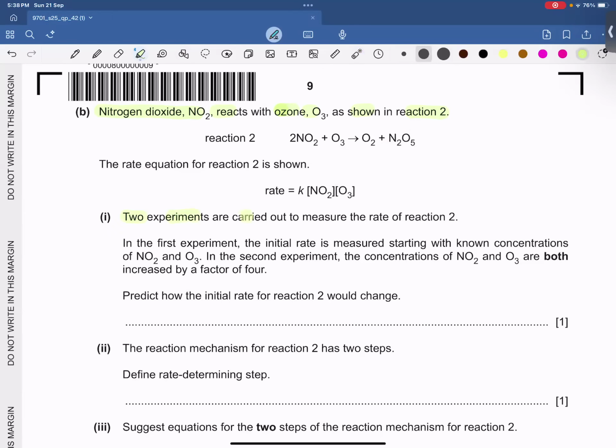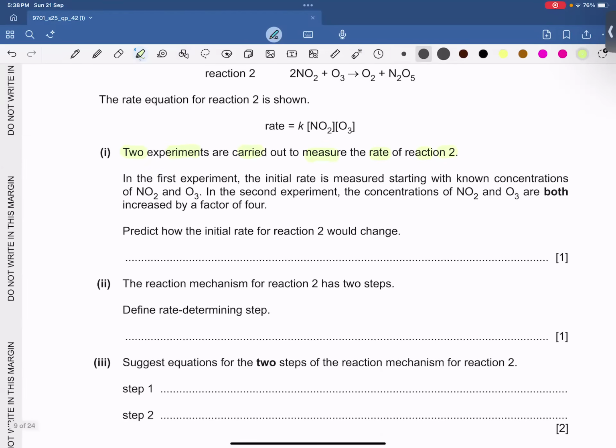Two experiments are carried out to measure the rate of reaction 2. In the first experiment, the initial rate is measured starting with known concentration of NO2 and ozone. In the second experiment, the concentration of NO2 and ozone are both increased by a factor of 4. Predict how the initial rate for experiment 2 would change.